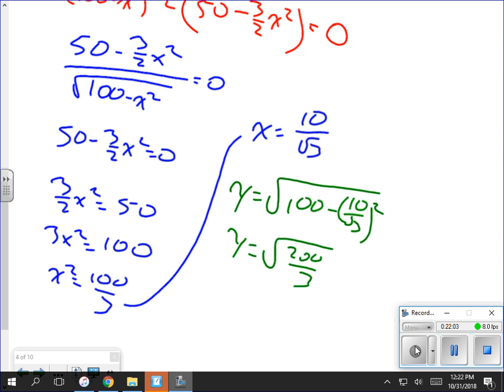So, is it isosceles? No. It's not an isosceles right triangle, because 10 over root 3 and the square root of 200 over 3 are not equivalent.